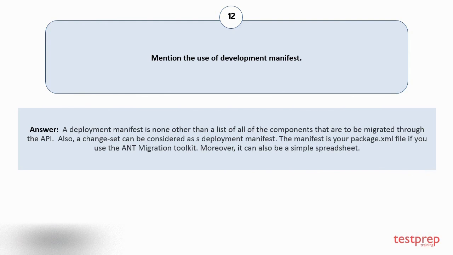Question number 12. Mention the use of deployment manifest. Your answer is: a deployment manifest is none other than a list of all of the components that are to be migrated through the API. Also, a change set can be considered as a deployment manifest. The manifest is your package.xml file if you use the ANT migration toolkit. Moreover, it can also be a simple spreadsheet.